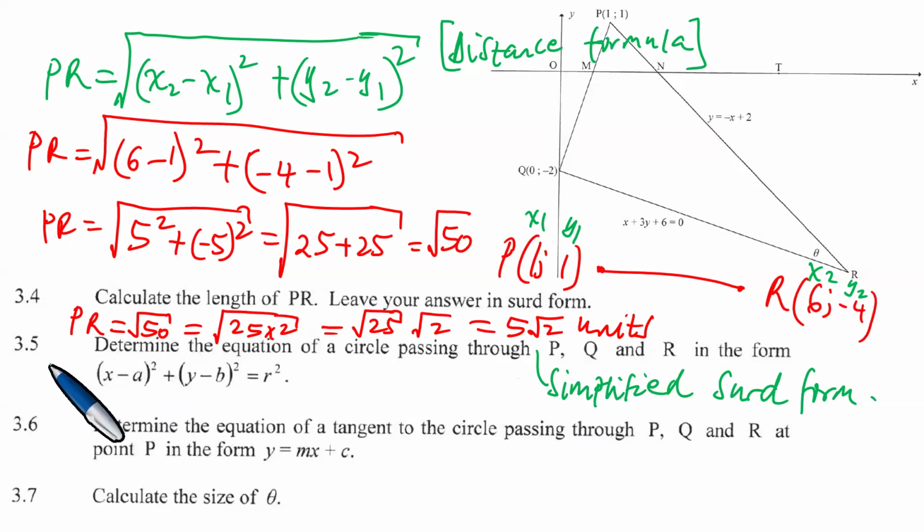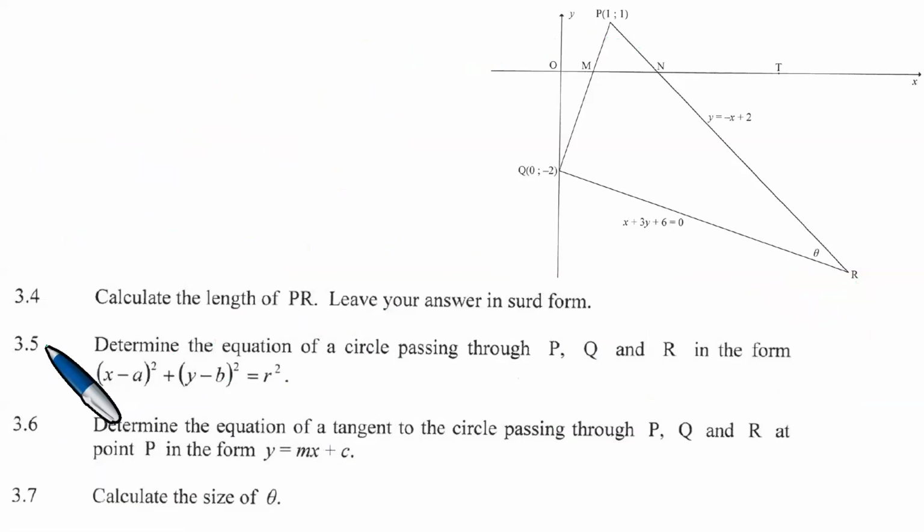Right, let's look at 3.5. Determine the equation of a circle passing through P, Q, and R in that form. Let's look at 3.5 together. We want to determine the equation of a circle passing through P, Q, and R. What do we do here? Right, determine the equation of a circle. This circle passes through the point P, which is up there with the coordinates 1 and 1.